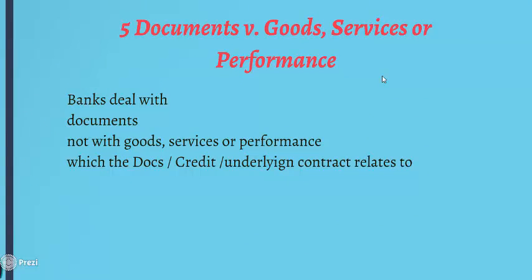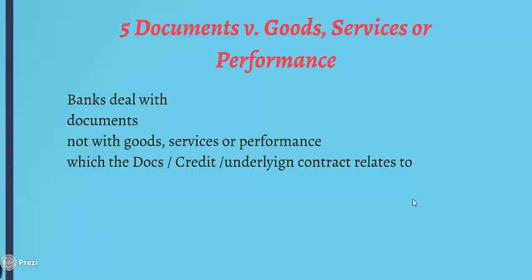The next article is documents versus goods, services or performance. In UCP 500 we used to have a clause that says parties deal with. Now it has been made more clarified. Banks deal with documents. Banks do not deal with goods, services or performance. The other parties, buyer, seller, the insurance company, the transport company, we are not worried about those parties. We are not worried about other parties. We are worried only about banks, the issuing bank, the advising bank, the confirming bank, the nominated bank. Banks deal not with goods and services and performance, but only with documents.